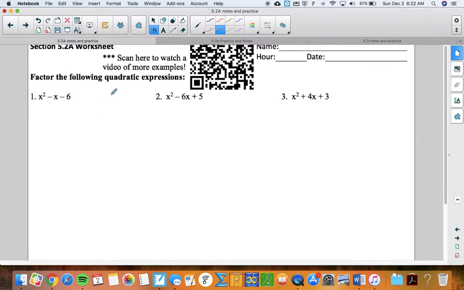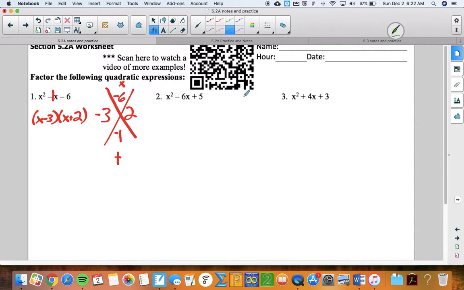So here we're looking for numbers that multiply to -6 and add to -1, because the coefficient of b is -1. So let's see here, that'd be -3 and +2. So our answer could be x minus 3 times x plus 2. And when you FOIL it back together, you get the original trinomial.